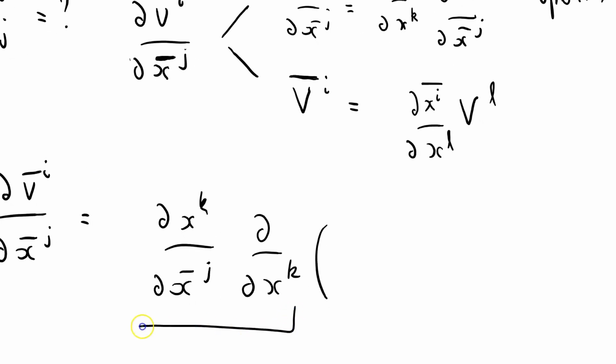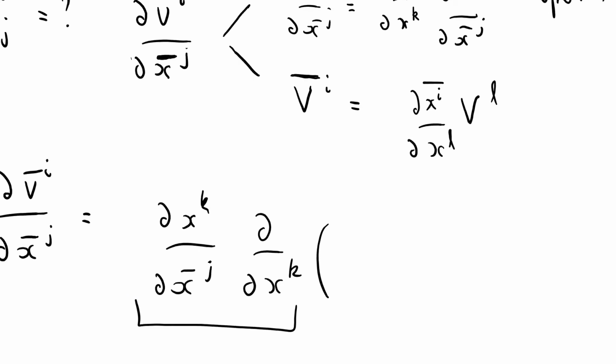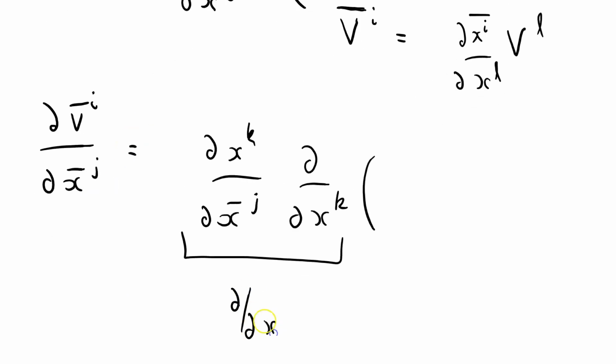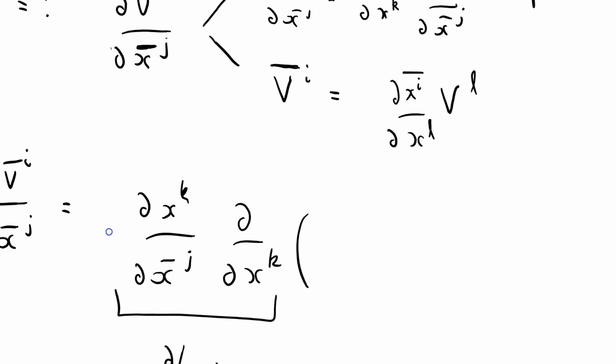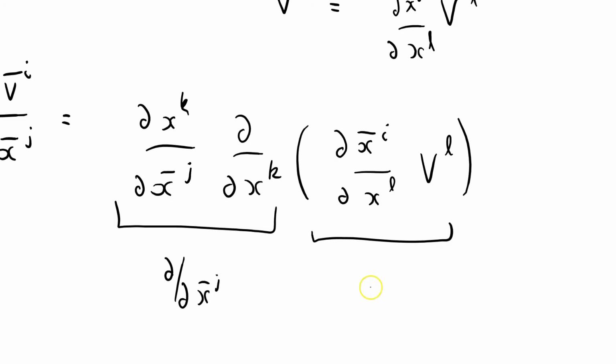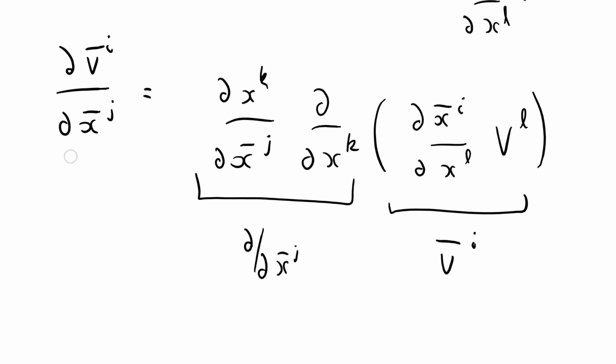Of this thing here is di by di x bar j of di x bar I by di x L VL, where this thing here is V bar I. So there we go. I've got the differential with respect to x bar j of V bar I. And all I've done is use the tensor transformation law here, and I've effectively used Jacobi's formula here for the total derivative.